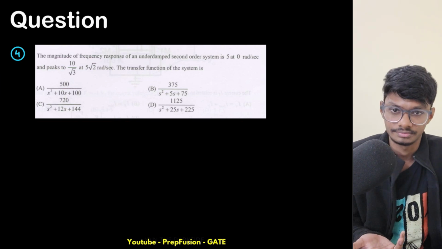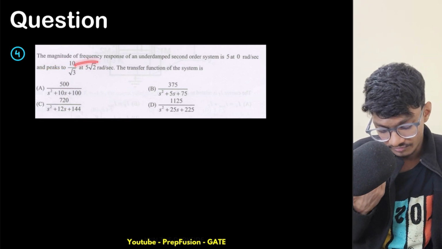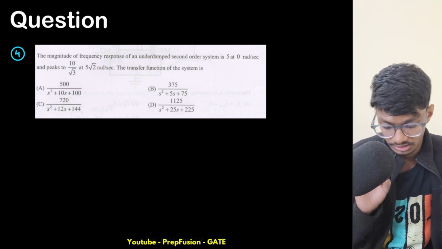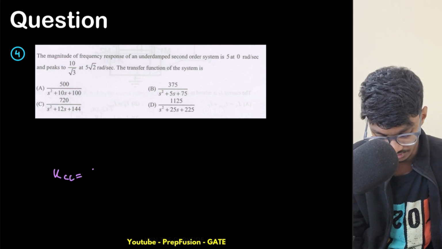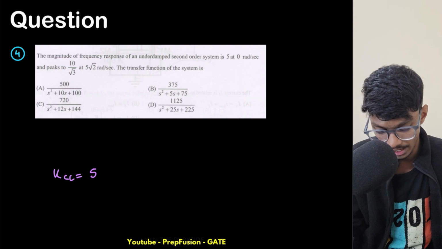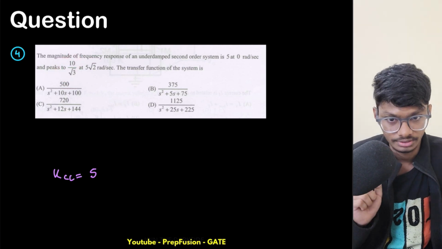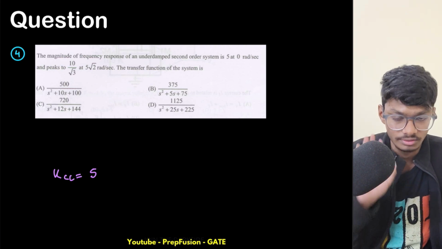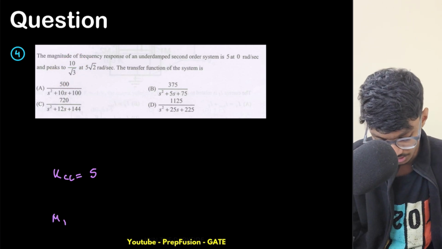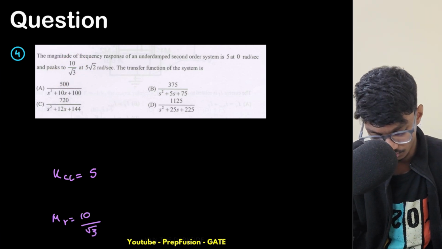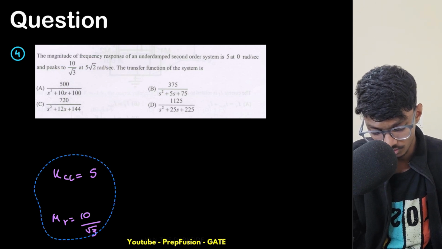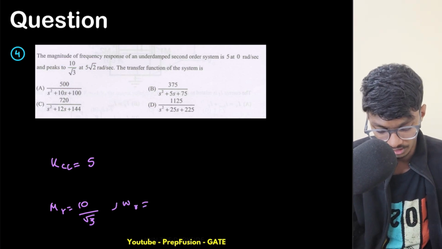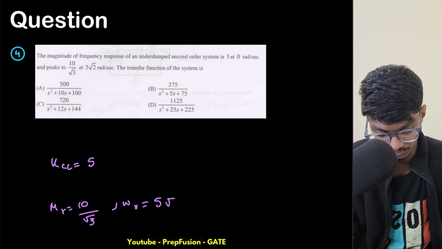Here, this is the last question basically. The magnitude of the frequency response of an underdamped second order system is 5 at 0 radians per second. So the DC gain or KCL is given as 5, and it peaks to 10 by root 3 at 5 by under root 2. What does peaks mean? That means it has given us the resonant peak equals 10 by root 3. So resonant peak MR equals 10 by root 3 at 5 by under root 2 radians per second. The frequency it has given means the resonant frequency has been given. Omega R equals 5 by root 2 radians per second.